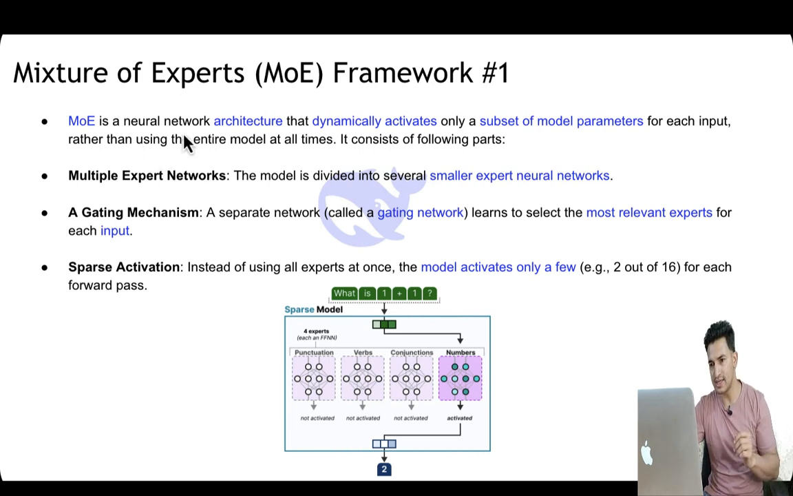So what happens is that depending on the input, only a subset of tokens get activated. The model is divided into several small expert models. For example, let's say there is an expert model for punctuation, verbs, conjunctions, and numbers.